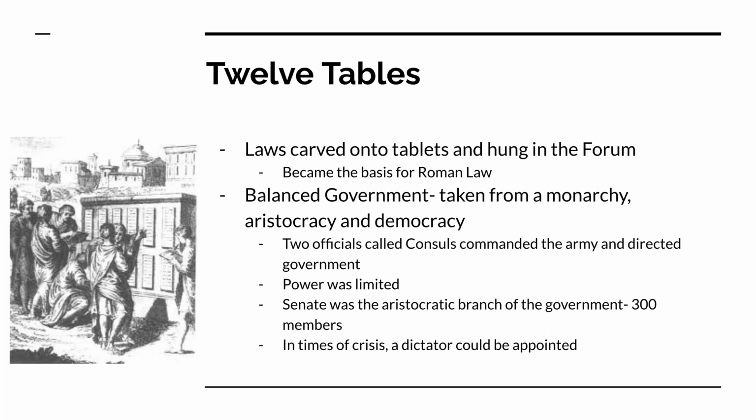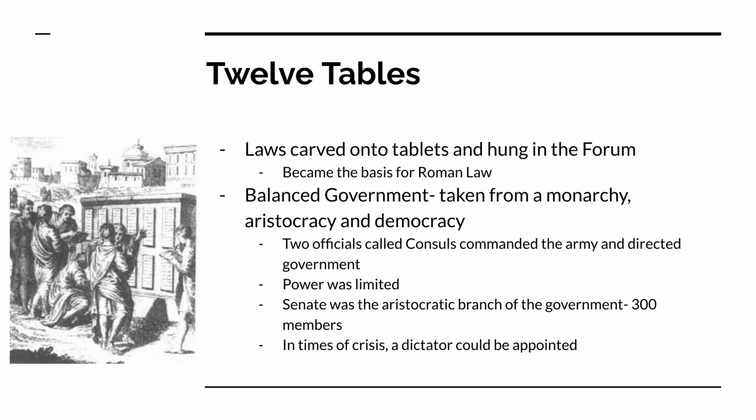Within the government itself, we go away from this monarchy. So this balanced government is taken from the monarchy, the aristocracy, and the democracy. Monarchy being ruled by a king, aristocracy being ruled mainly by the nobles, and then democracy, which we understand as a rule by government of the people.